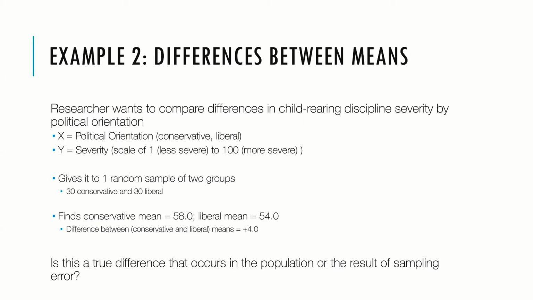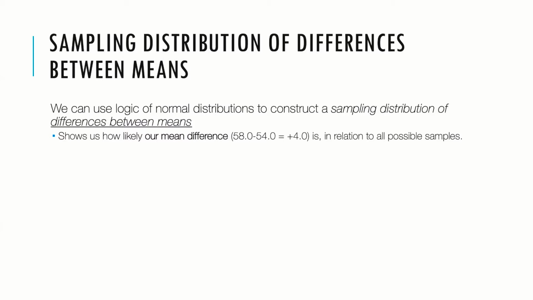Now we ask, is this a true difference that would occur in the population? That's what we're trying to answer. Is this something that would truly happen in the population, or is this just sampling error? Well, what we didn't cover in this class, but is important to quickly go over, is we apply the logic of normal distributions to sampling distributions. The idea here is we just took one sample, right? We have 30 liberals, 30 conservatives. We got that mean.